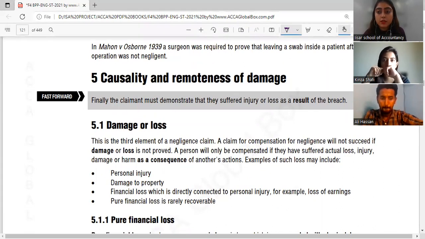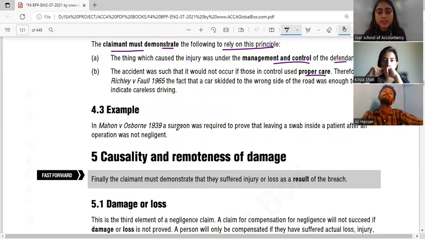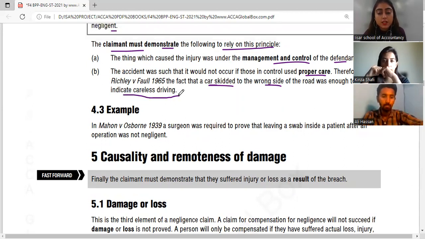The example for this is Richley versus Paul, 1965: the fact that a car skidded to the wrong side of the road was enough to indicate careless driving. So the facts speak for themselves. The car skidded on the wrong side of the road.